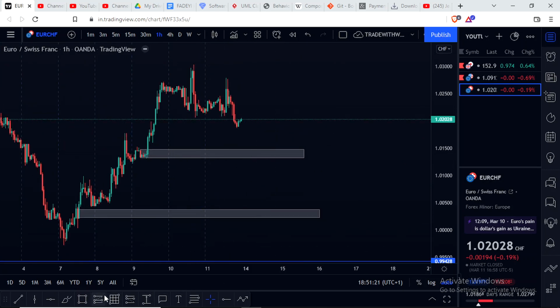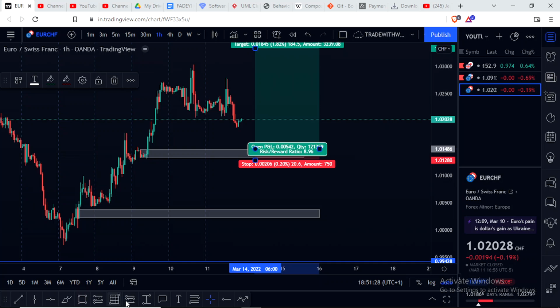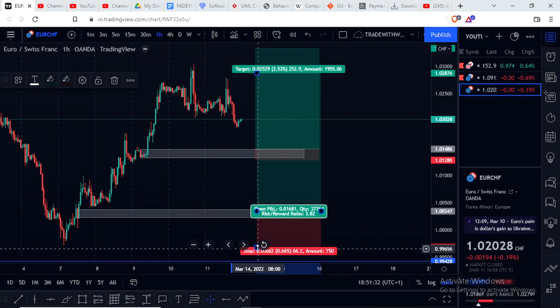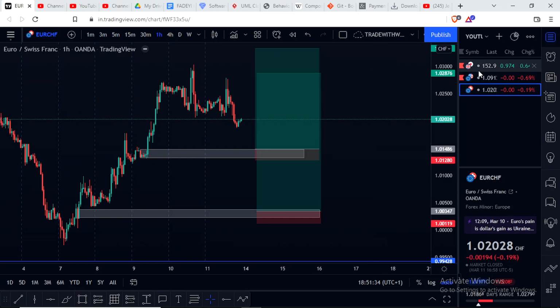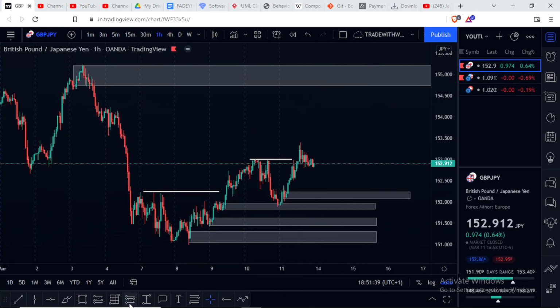Let me mark out this. I don't really like using this, because when the market opens, everything just scatters. And this, so that targets. Same for GJ, and it's almost the same analysis on everything.